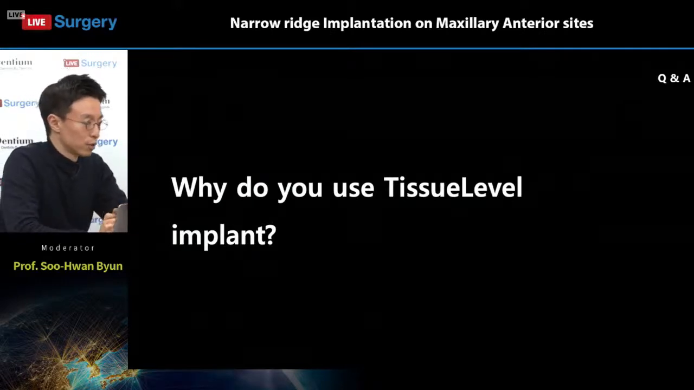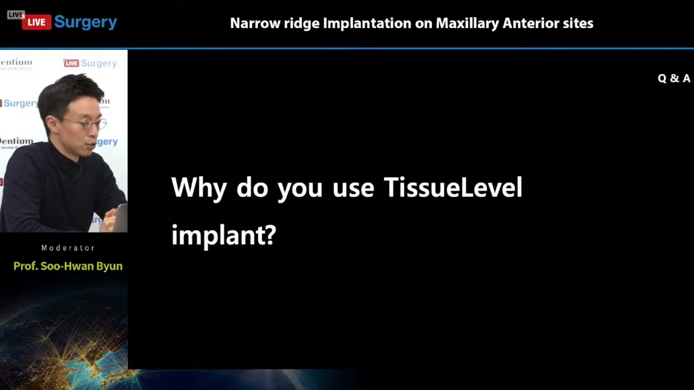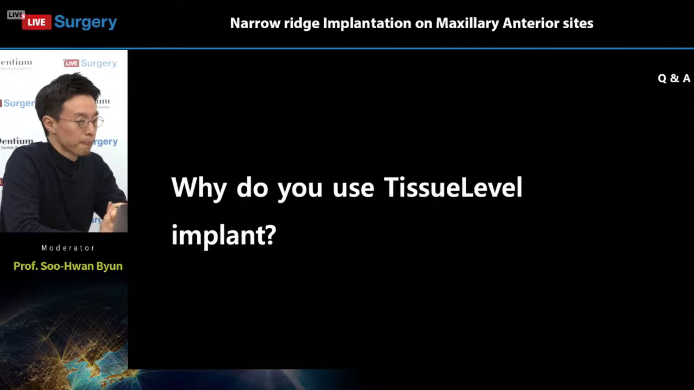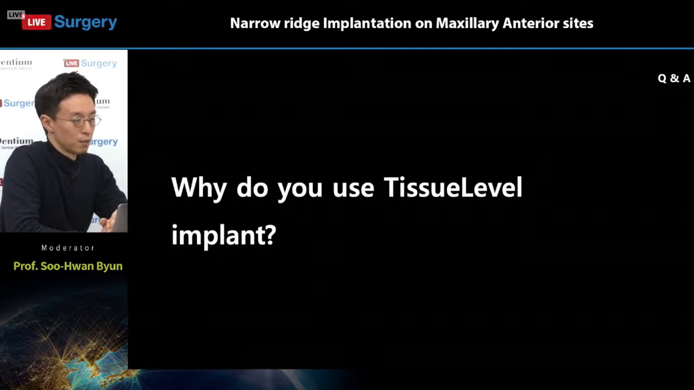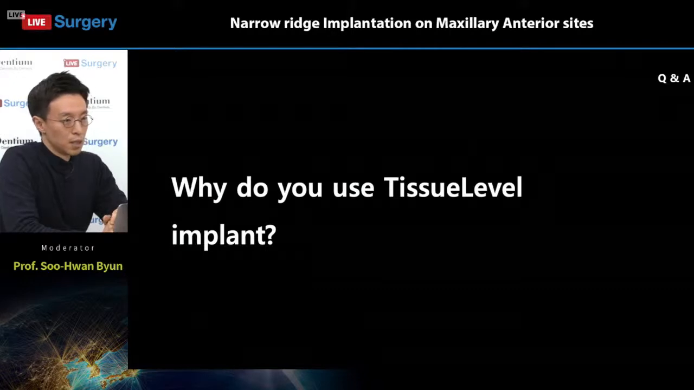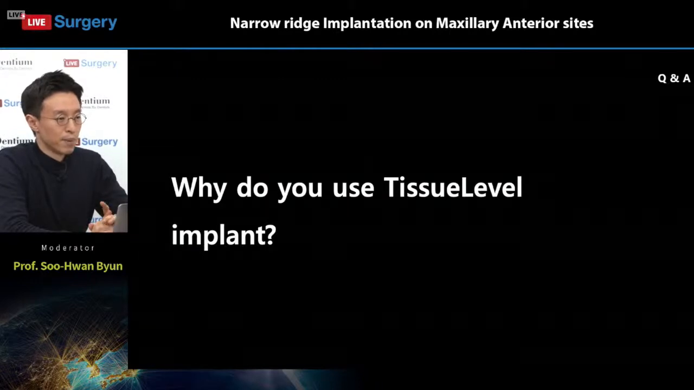Okay, let's talk about the Q&A session. Why do you use a tissue level implant in today's live surgery? There are 2 types of implant in the Bright implant system, tissue level implant and bone level implant. As you know, we are used to the bone level implant of the Bright system. However, the tissue level implant also has many advantages.